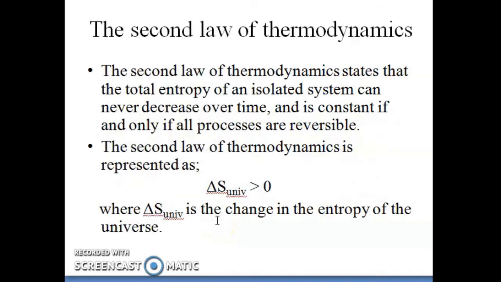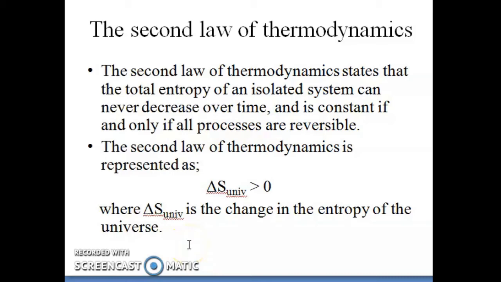So how do we relate the second law of thermodynamics to entropy? The second law states that the total entropy of an isolated system can never decrease over time, and it remains constant only if all the processes are reversible. So the second law could be represented as del S is greater than 0. Here del S is the change in entropy of the universe, and that is considered to be greater than 0.